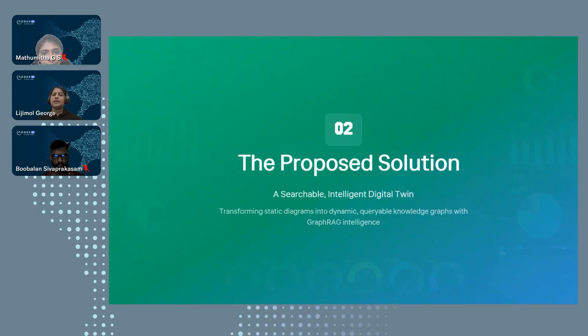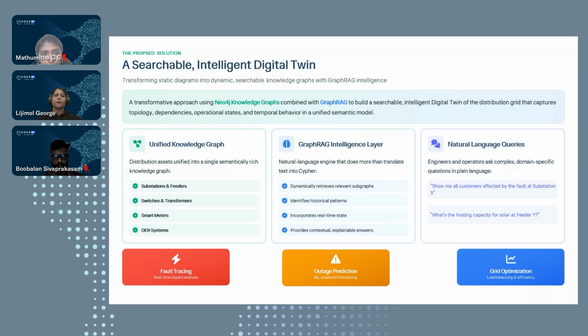We are proposing a searchable intelligent digital twin. In this proposed solution, a transformative approach using a Neo4j knowledge graph combined with GraphRAG builds a searchable intelligent digital twin for distribution grids. The solution contains three main components. First is the unified knowledge graph, then the GraphRAG intelligence layer. Moreover, we have natural language queries.